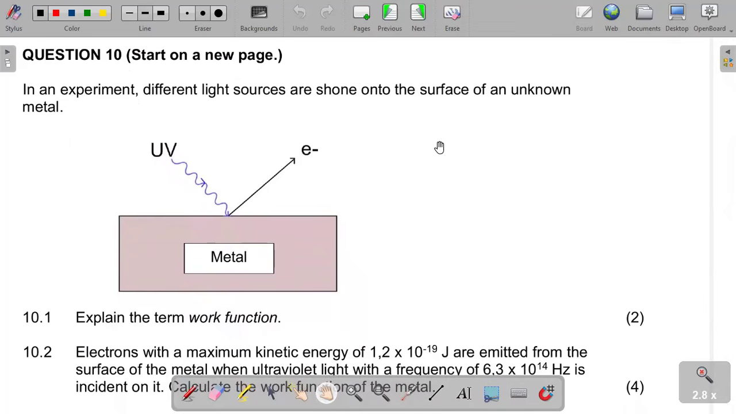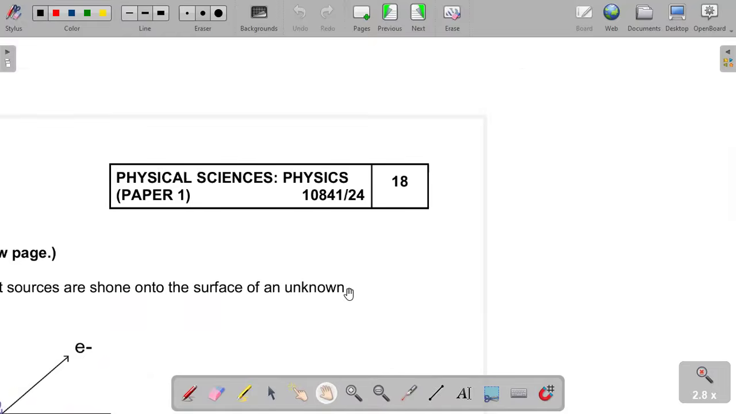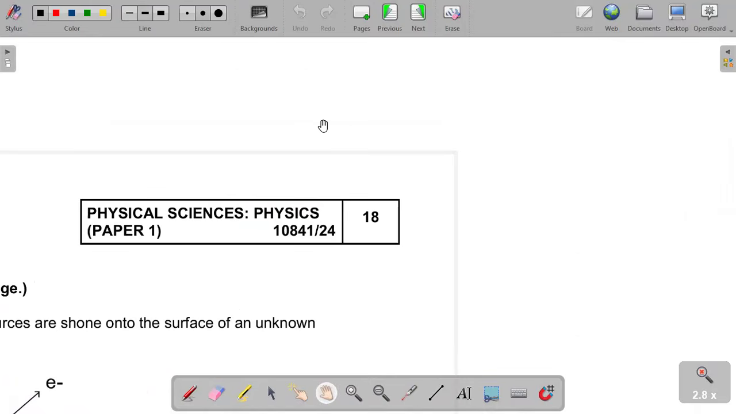Okay, let's get into the question. They say, in an experiment, different light sources are shone onto the surface of an unknown metal. 10.1, explain the term work function. What is the work function for a metal?